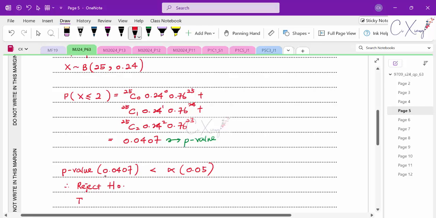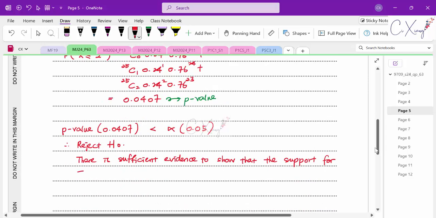Okay, so make a simple conclusion on this one. So there's sufficient evidence to show that the support for the party has decreased.